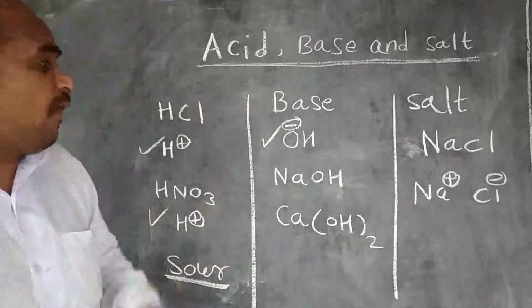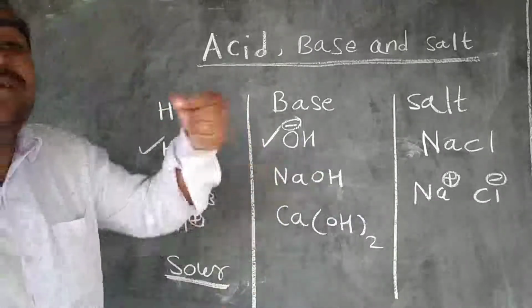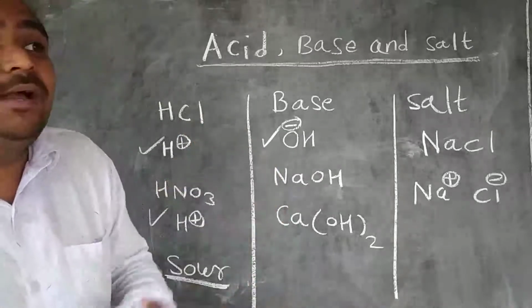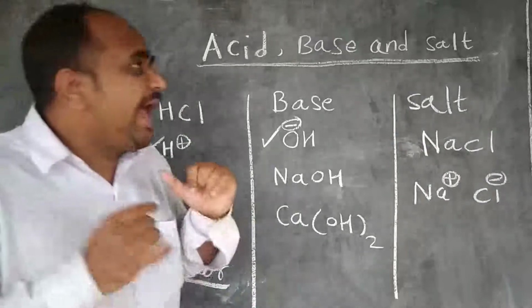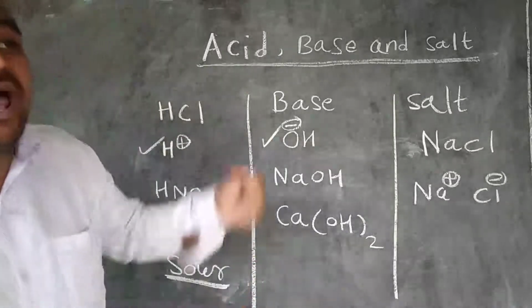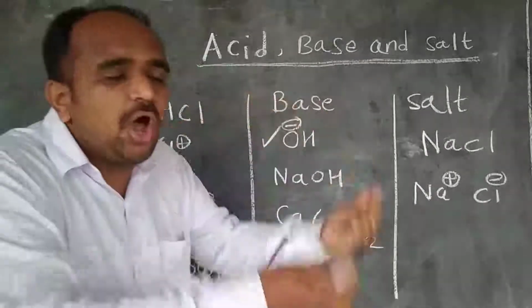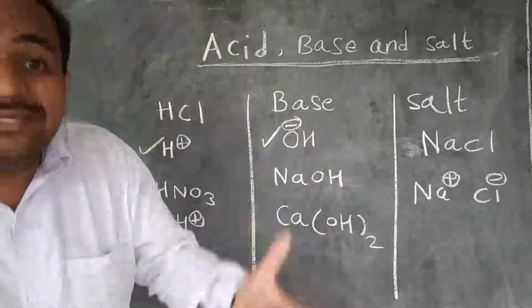How is salt formed? When acid is mixed with base, salt and water are formed. We take a common example: when hydrochloric acid is added to sodium hydroxide, NaCl, that is sodium chloride, and water are formed.